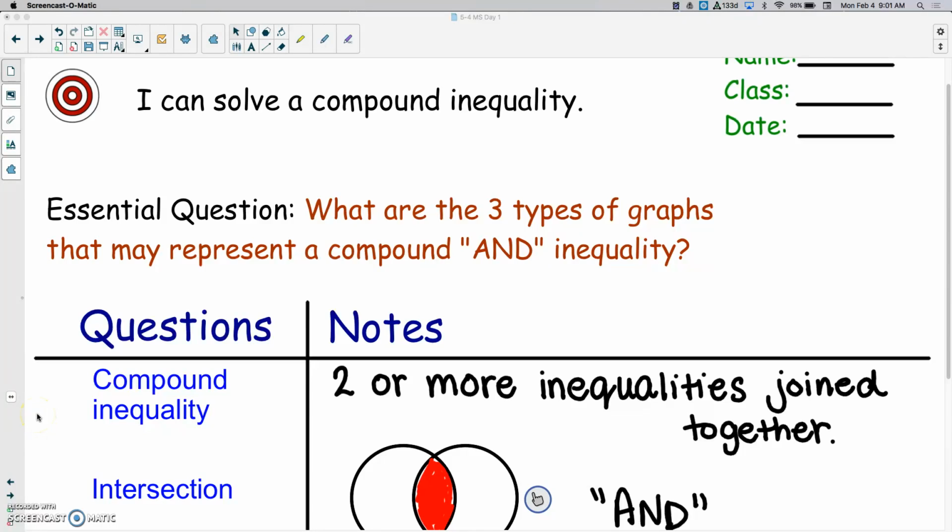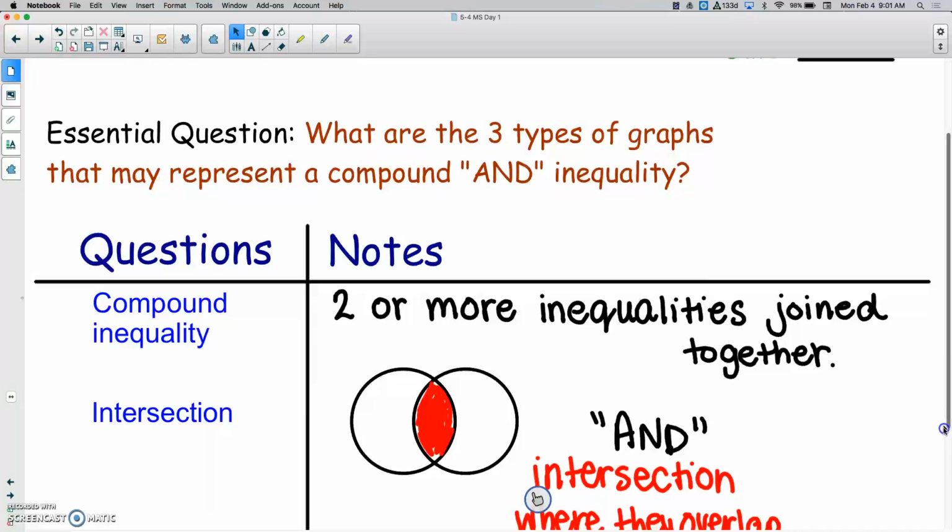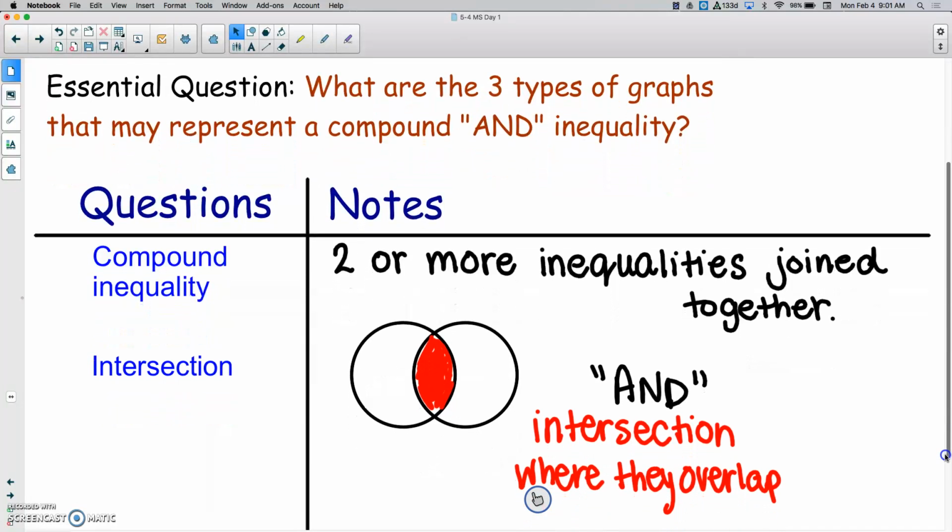Lesson 5-4. Our learning target today is I can solve a compound inequality. Our essential question says, what are the three types of graphs that may represent a compound inequality? The key word there is and.